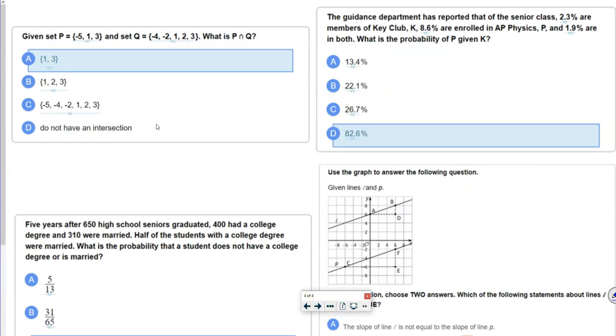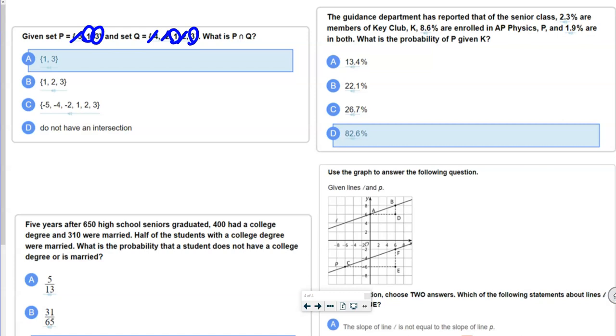Our next one says given set P is negative 5, 1, and 3, and set Q is negative 4, negative 2, 1, 2, 3. What is the probability of P and Q? So we're looking for overlap here. So there's no negative 5 in the Q set. There is a 1 in the Q set, right? There's no negative 4, no negative 2 in the P set. Then we got a 3 here, and we've got a 3 here, and no 2. So that's why it is 1 and 3, okay?